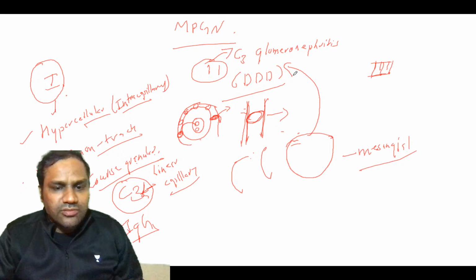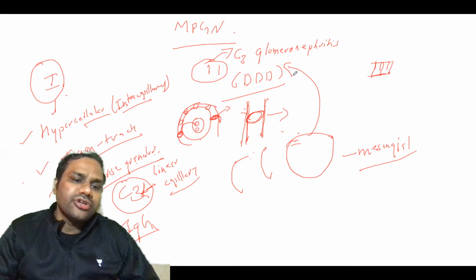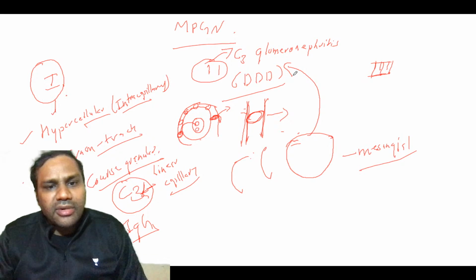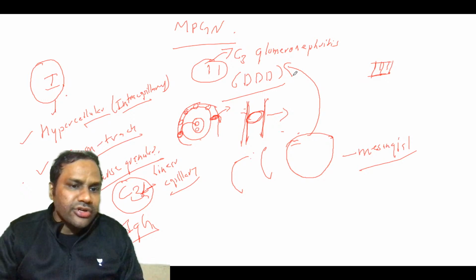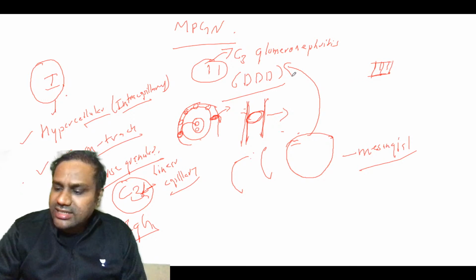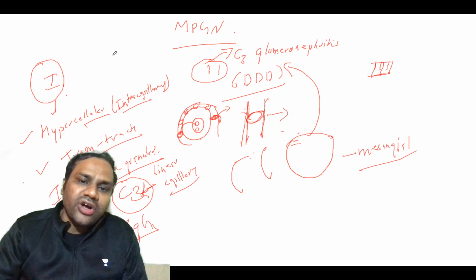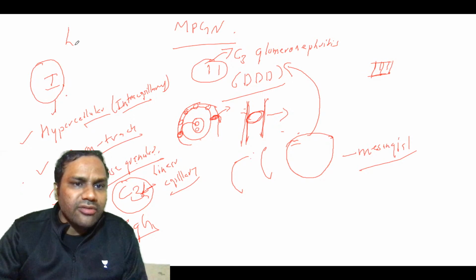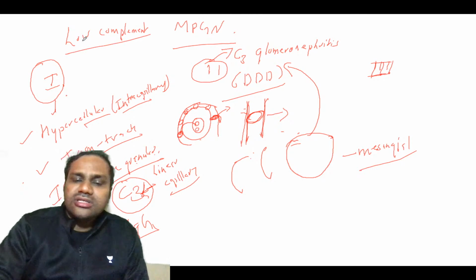So mesangial ring is more common in dense deposit disease, that you need to know. Now again, as I said, for each and every kidney disease, what you need to know? You need to know complement. So there will be low complement in this disease also, okay. So this is about MPGN.